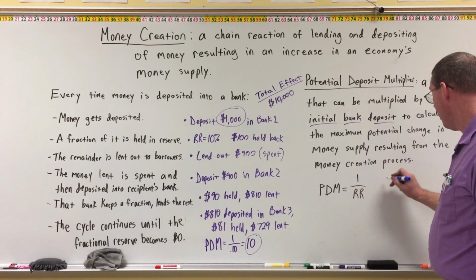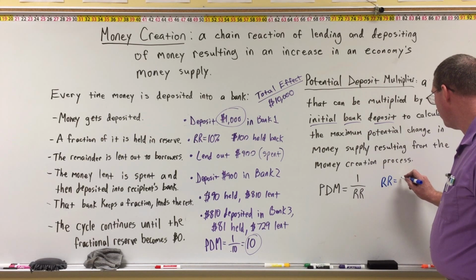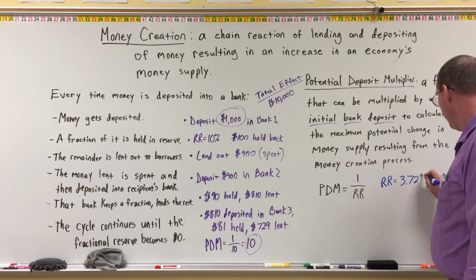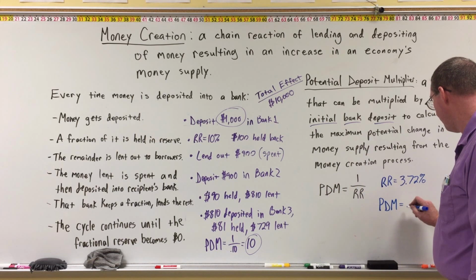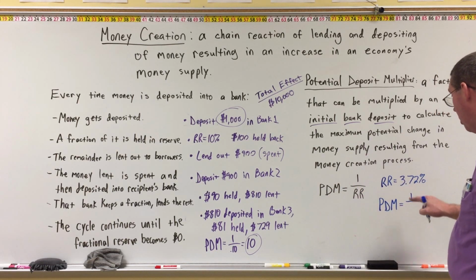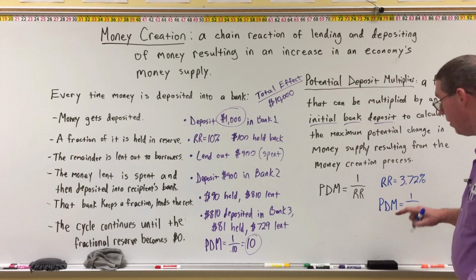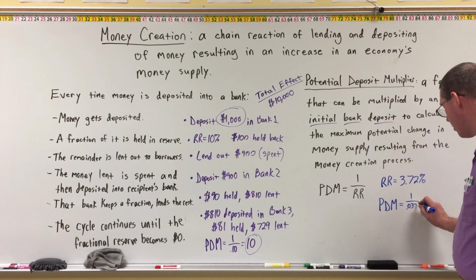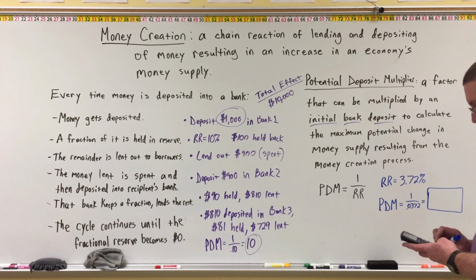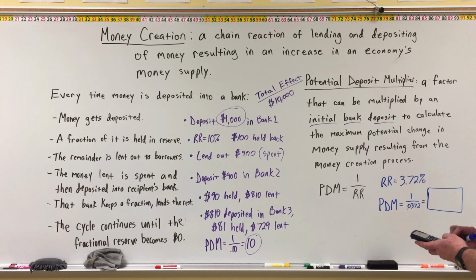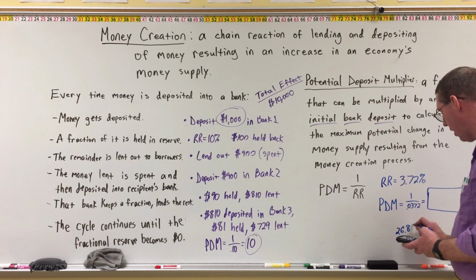Okay, so let's do a couple examples of calculating the potential deposit multiplier. All right, so let's say that the reserve ratio is 3.72%. And we want to know what the potential deposit multiplier is. Well, the potential deposit multiplier is going to be equal to 1 divided by the reserve ratio, which is 3.72%. I need to turn this into a decimal, so divide it by 100. That would be 0.0372. Now there will be a little box here, and we're going to put our answer in there. So 1 divided by 0.0372 is, here's what I come up with, 26.88.